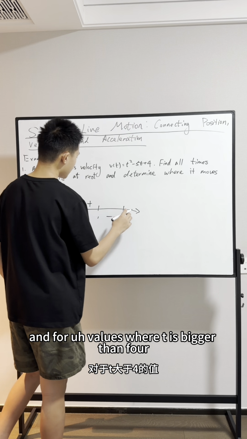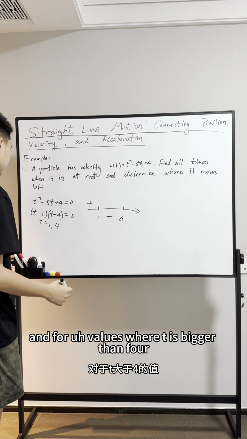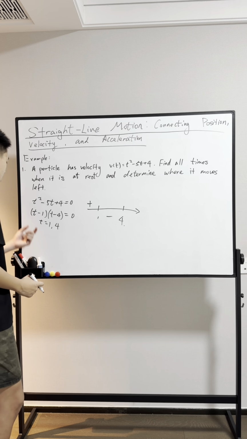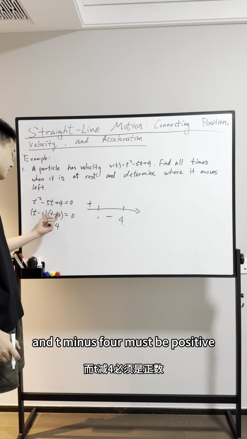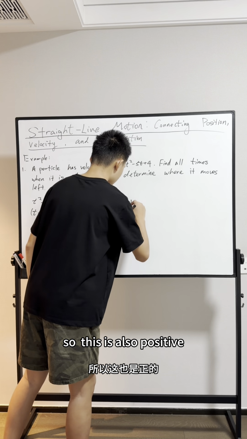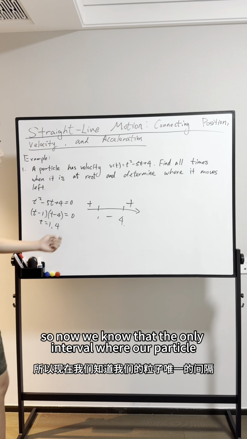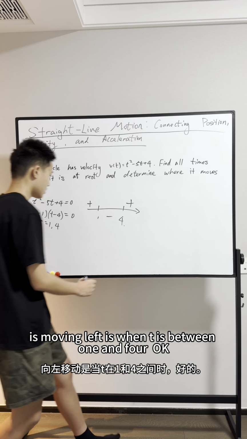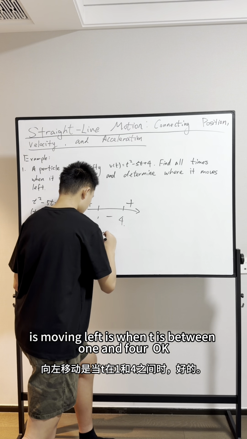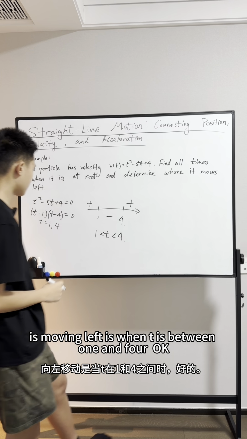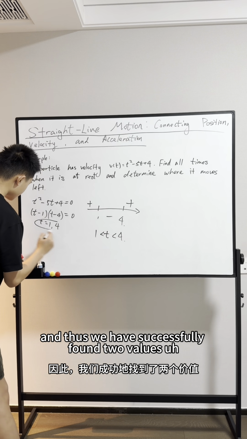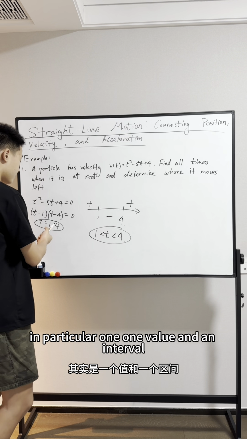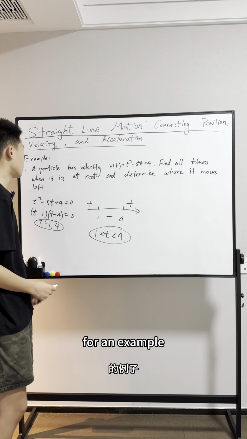And for values where t is bigger than 4, let's just substitute a very big number. If we substitute a very big number, t minus 1 must be positive and t minus 4 must be positive, so this is also positive. So now we know that the only interval where our particle is moving left is when t is between 1 and 4. Thus we have successfully found the answers for our example: two values for when it is at rest, and an interval for when it moves left.